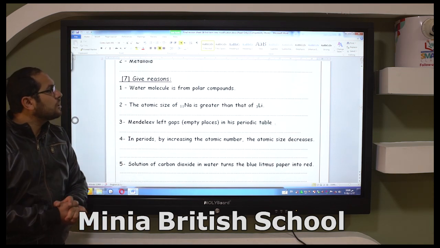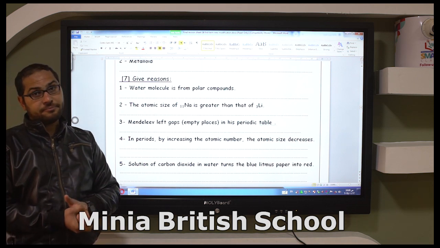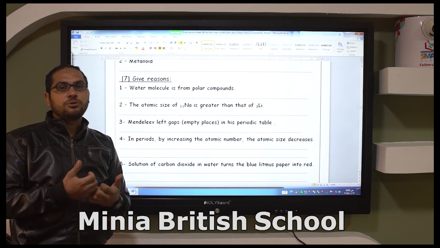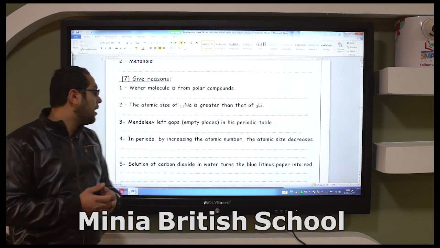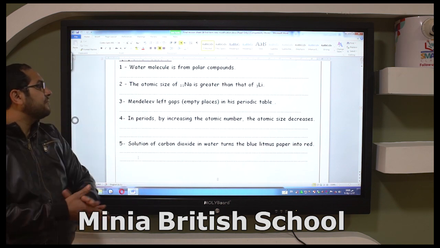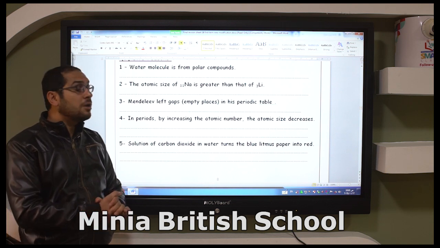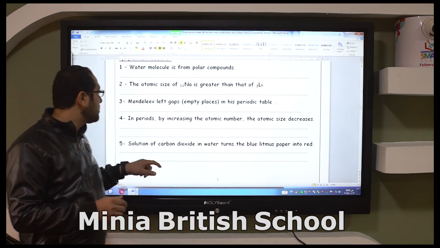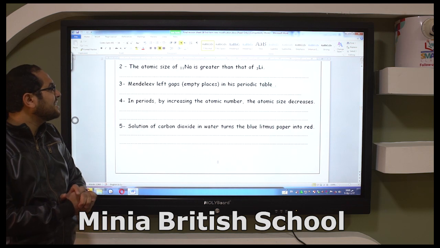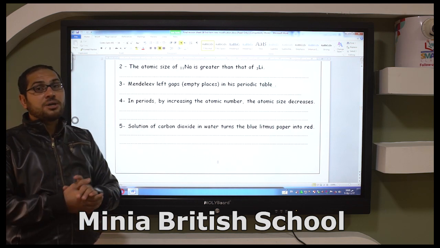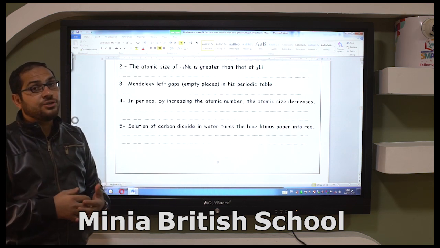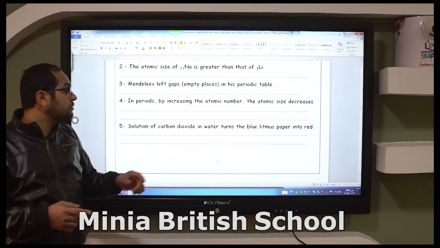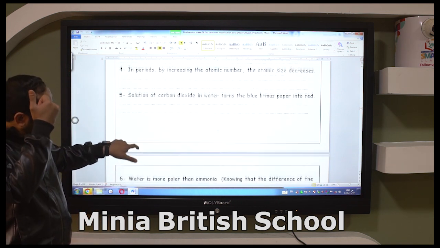Give reason: water molecule is a polar compound. Why? Because the difference in electronegativity between its elements is relatively high. Mendeleev left gaps, empty cells, in his table. Why? Because he predicted the discovery of new elements. In a period, by increasing the atomic number, the atomic size decreases. Why? Because by increasing the atomic number, the attraction force between the positive nucleus and the electrons in the outermost energy level increases.